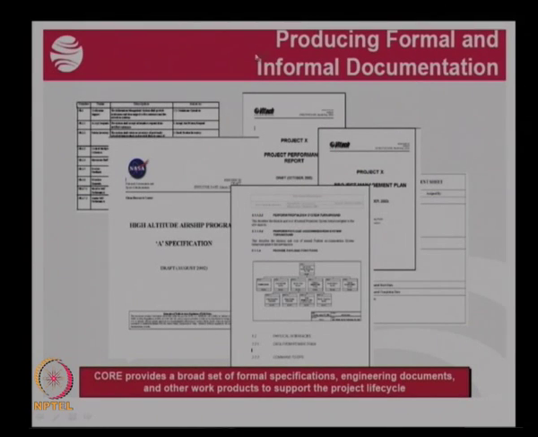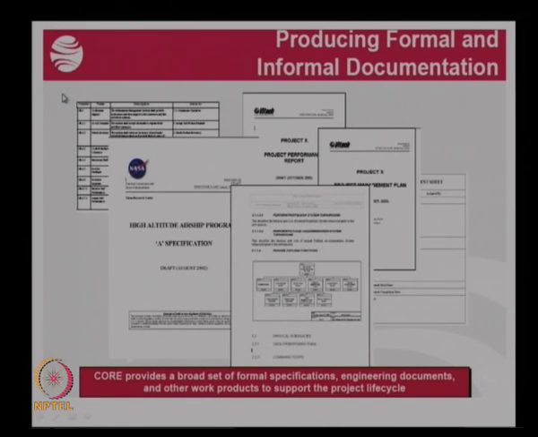And once you have all these, you can actually have formal and informal documentation. So even if you are not able to read all this data, this actually comes from the software. Basically it tells you that you can have different kinds of formats of document for the system. So it provides a broad set of formal specifications, engineering documents and other work products to support the project life cycle. So you can have a document for the functional requirement, or a document for the verification requirements, or a document for the originating requirements document. So all those documents can be easily generated from this software without much difficulty.